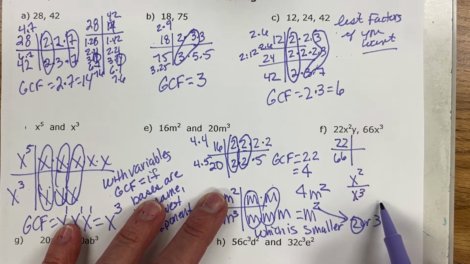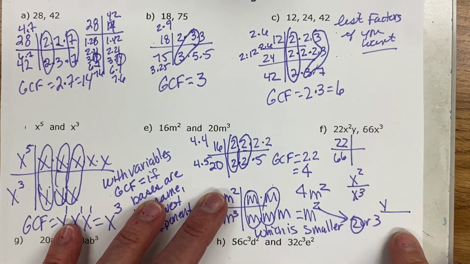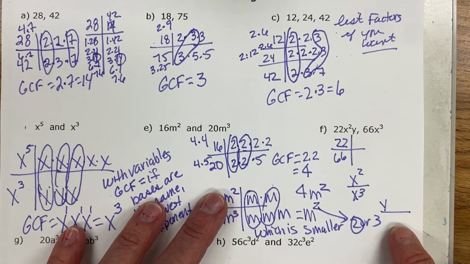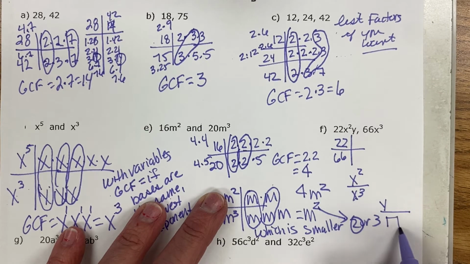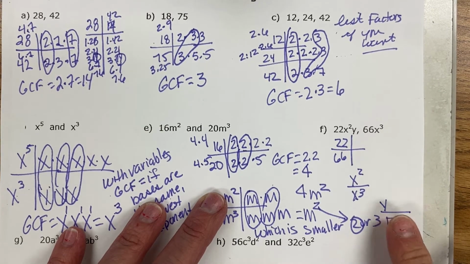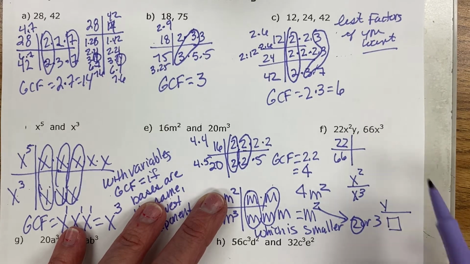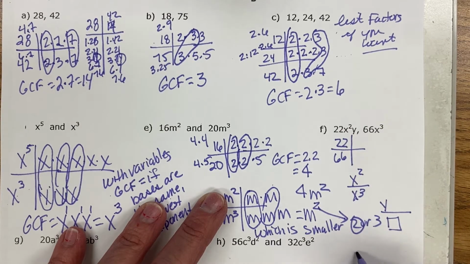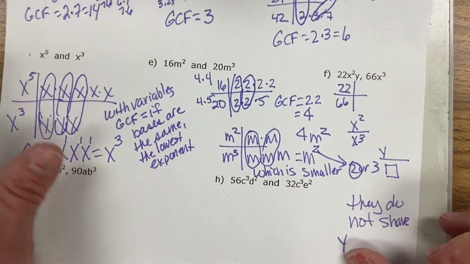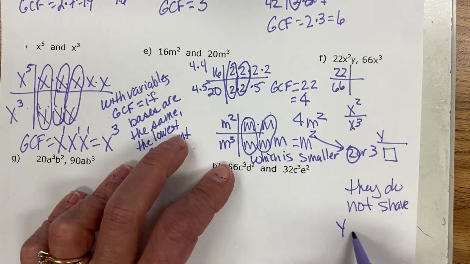And then when I look at it, there's a y, and then I don't have a y over here. And so remember that to find the GCF, they have to have the variables in common. Well, since there is not a y, then I will not have a GCF of a y. So they do not share a y. I'll move that up so you can see that they do not share a y, so there's no y.